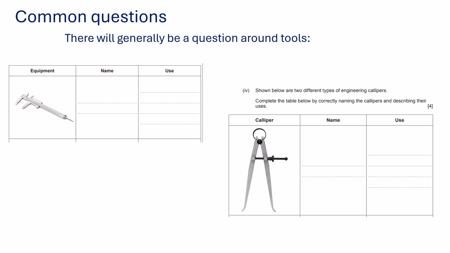This is generally just 1 mark per box you are filling in. So 1 mark for the name, 1 mark for the use of that particular tool. It's important that you are trying to catch these marks because they are really easy marks to get. Generally speaking, like you can see on the example here, there were 4 pieces of equipment that you were asked to give the name and use for, and that was worth 4 marks, so it was just a really easy way to pick up some of those marks very early on in the paper.